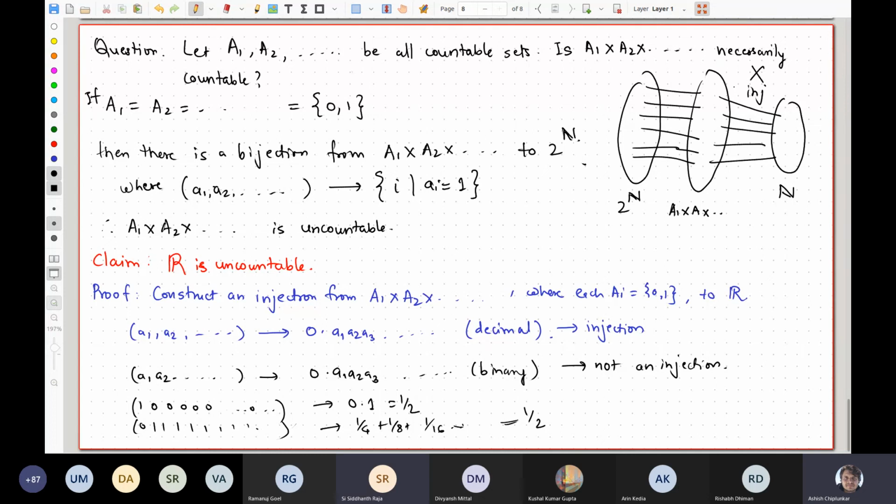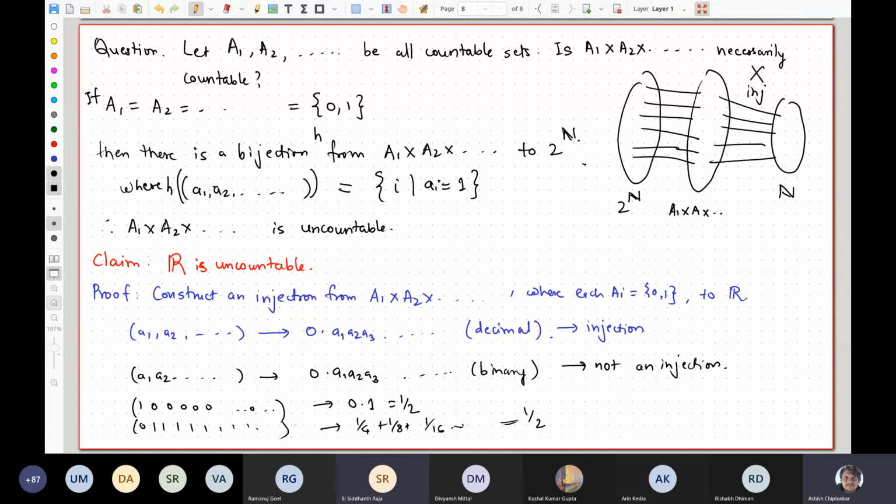Okay, sir. And the notation that you've written there, that it goes to I such that AI equals 1. Oh, I see. So what I meant to say is I didn't give the bijection a name. If I call this bijection H, then what I meant is H of this infinite sequence is equal to the set of all I such that AI is equal to 1. Is this okay now? Yes, sir.